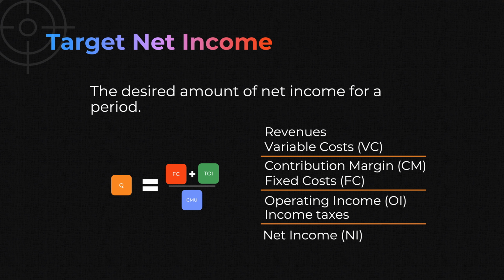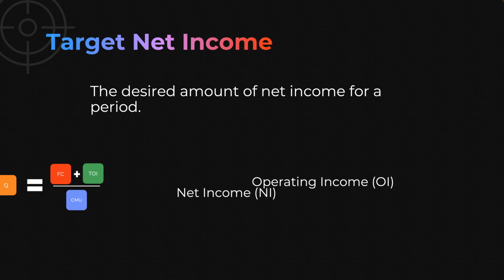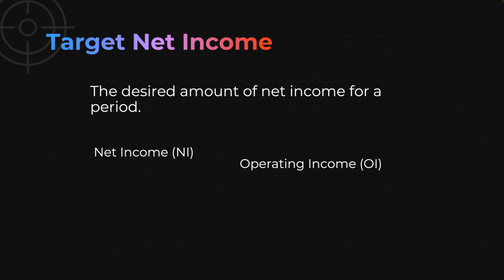With a little bit of math, we can actually convert net income into operating income, or we can derive operating income as long as we have some more information. If we take our net income and divide it by 1 minus the tax rate, it will equal the operating income.